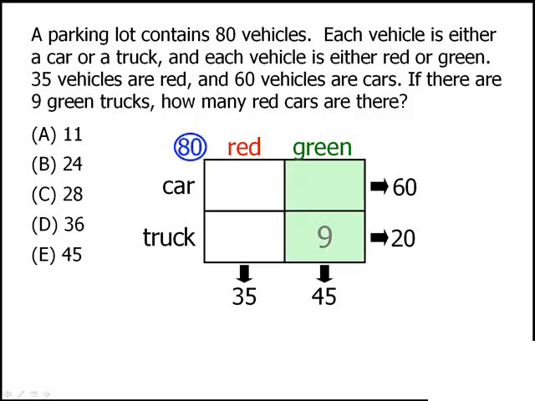We are told that the sum of these two boxes must be 45, so this box must be 36. We know that the sum of these two boxes must be 20, so this box must equal 11. And finally, we know that the sum of these two boxes must be 60, so this box must be 24.